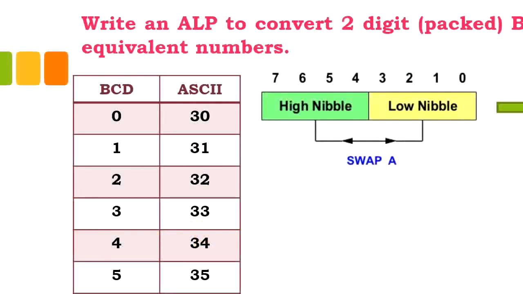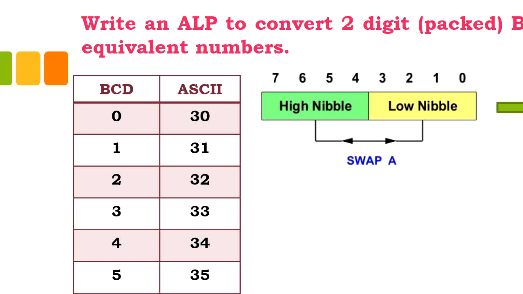This program is to write an ALP to convert a 2-digit packed BCD number into the ASCII equivalent. BCD numbers, as you know, will range from 0 to 9, and BCD numbers 0 to 9 are equivalent to the decimal numbers. The ASCII equivalent will be obtained by adding 30, that is, 0 plus 30 is 30. Similarly, 9 plus 30 is 39.